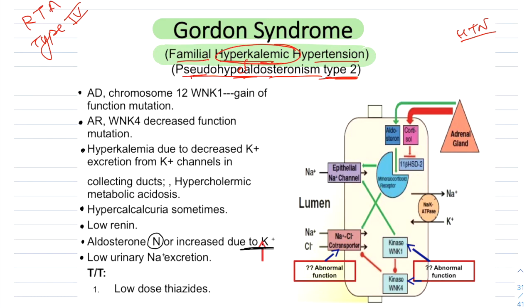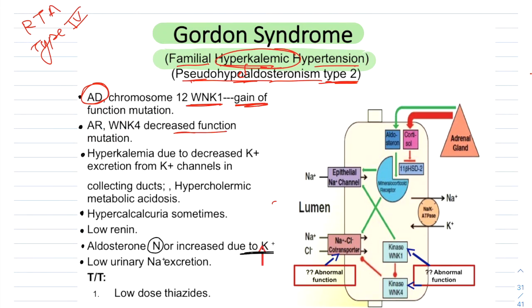Okay, so this monogenic hypertension syndrome, Gordon syndrome, is familial hyperkalemic hypertension. Okay, and also remember, it is inherited in an autosomal dominant fashion because of a gain of function mutation in the WNK1 gene. Also, it can be inherited in an autosomal recessive fashion because of a decreased function mutation of the WNK4 gene.